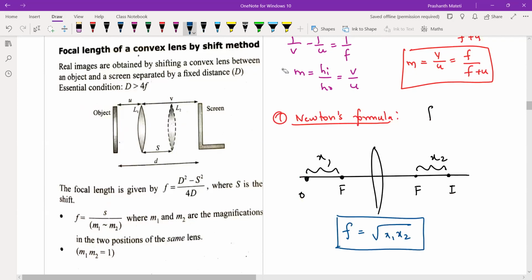So what is the Newton's formula, and it is helpful to calculate? If the object is placed at a distance of x1, and the image is formed at a distance of x2, with the distances measured from the focus, the relation between the object and image distances is given by f is equal to the square root of x1 x2. Okay, should we derive this?